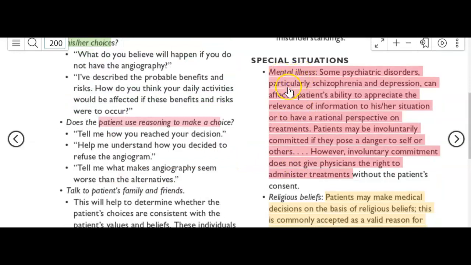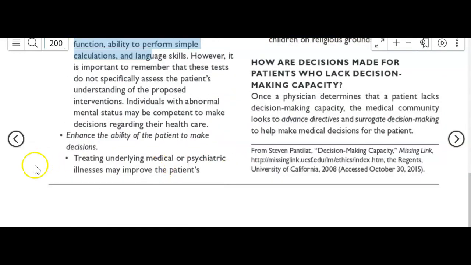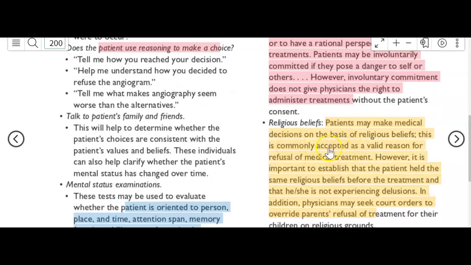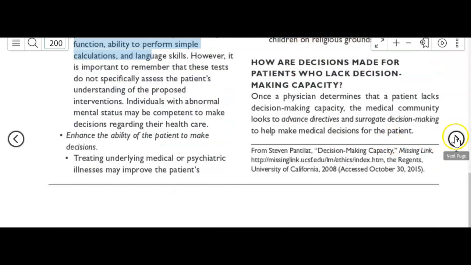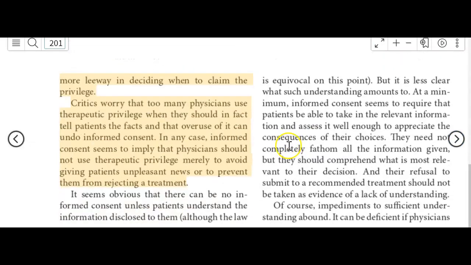If there's mental illness, schizophrenia, depression, that can affect a patient's ability to understand the information fully and make a rational choice. So they do talk about meeting with a psychiatrist and treating the underlying medical or psychiatric illness before they decide. They also talk about religious beliefs and the impact of that. Okay, there's good articles here.